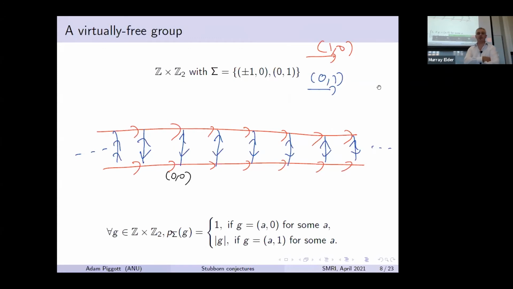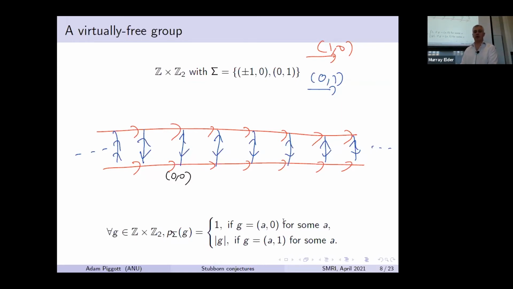All right, here's a virtually free group. So here's a group that has, as a finite index subgroup, a free group. Of course, that finite index subgroup that's free is just the infinite cyclic group. So if you take Z direct product with a group of order 2, and with the most obvious generating set, (1, 0), (-1, 0), and (0, 1), then the Cayley graph is this ladder construction, and we can figure out Pascal's function for this.